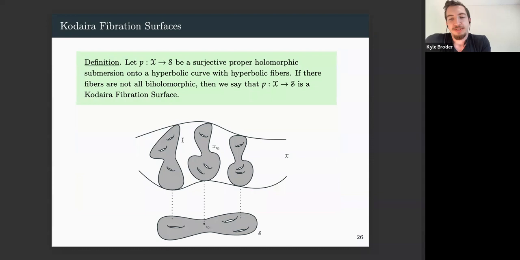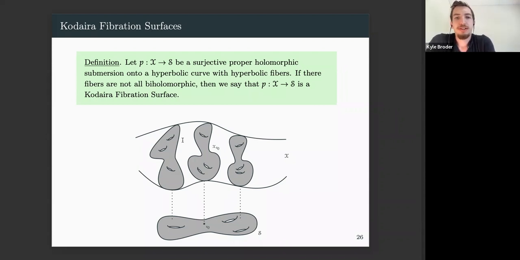This one is perhaps a little less well known, but will play a role in the subsequent developments. This is a very important class of compact Kähler manifolds, and they're called Kodaira fibration surfaces. They were introduced by Kodaira in the 60s, I believe.